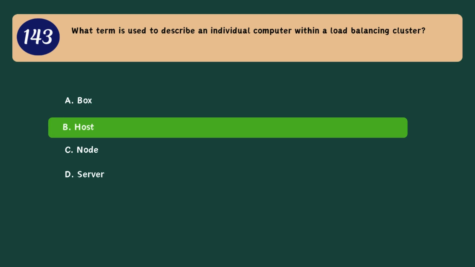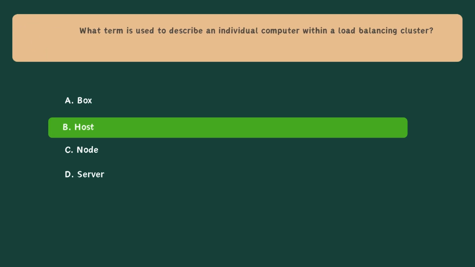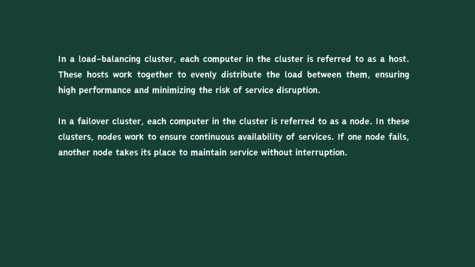Correct answer. B. Host. In a load balancing cluster, each computer in the cluster is referred to as a host. These hosts work together to evenly distribute the load between them, ensuring high performance and minimizing the risk of service disruption. In a failover cluster, each computer in the cluster is referred to as a node. In these clusters, nodes work to ensure continuous availability of services. If one node fails, another node takes its place to maintain service without interruption.